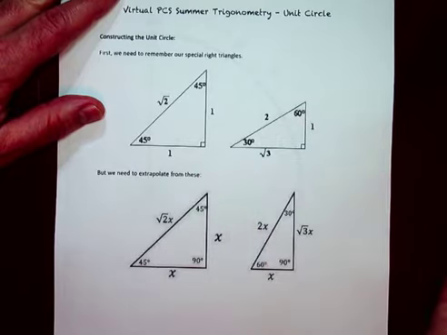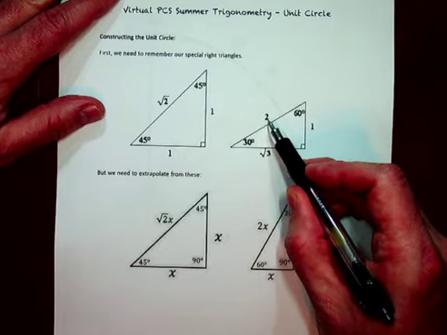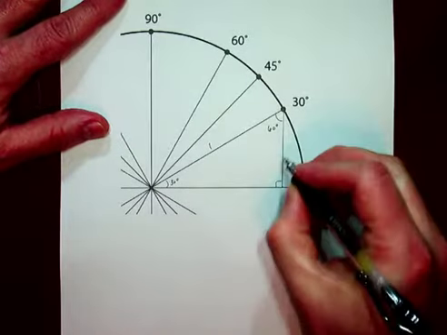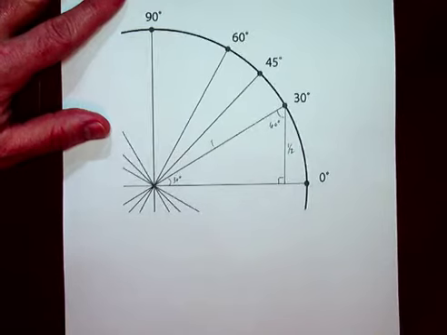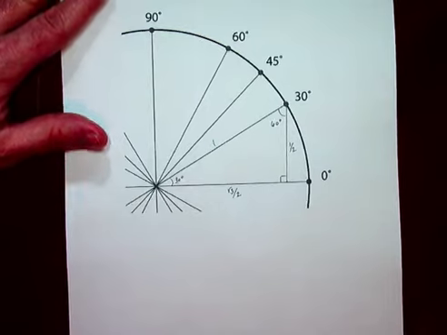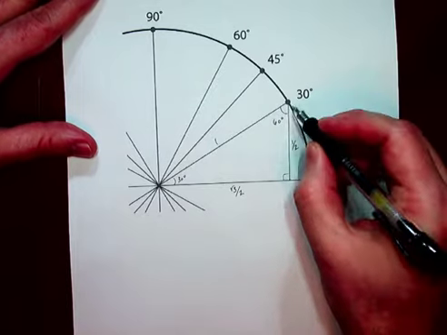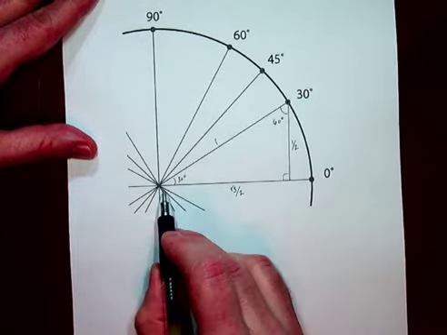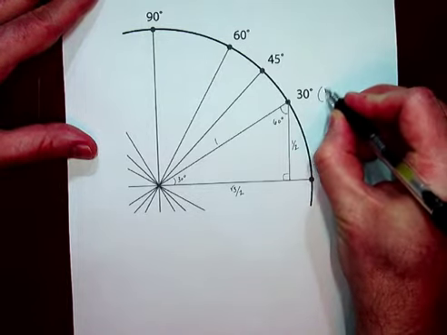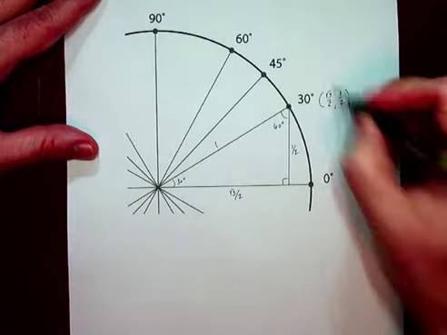It doesn't really matter. But if we transform this 2 right here into a 1, then we need to cut all of these values in half, don't we? And where we had 1, we now have 1/2. And where we had root 3, we now have root 3 over 2. Now, we notice that this ordered pair is horizontal displacement and vertical displacement, and therefore it is root 3 over 2, 1/2.